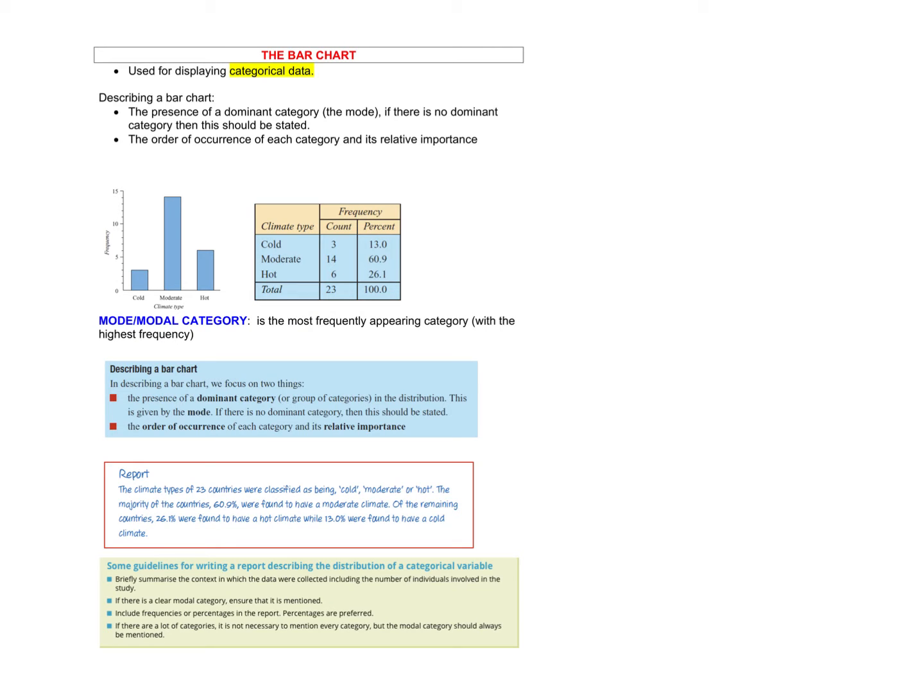All right. Okay, so now we can display our categorical data. Like what we had before, another way to display it is in a bar chart. So you can see here, we've got a frequency table already done for us, and what they did here is they looked at a number of countries and their climate. So they said whether it was moderate, cold, or hot.